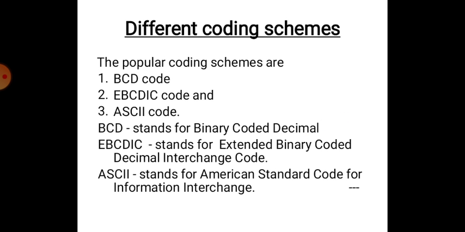Now we will introduce ourselves to different coding schemes. The popular coding schemes are 1. BCD code, 2. EBCDIC code, and 3. ASCII code. BCD stands for Binary Coded Decimal. EBCDIC stands for Extended Binary Coded Decimal Interchange Code, and ASCII stands for American Standard Code for Information Interchange. All these three codes, that is BCD code, EBCDIC code, and ASCII code, we will be studying in more detail in the next classes.